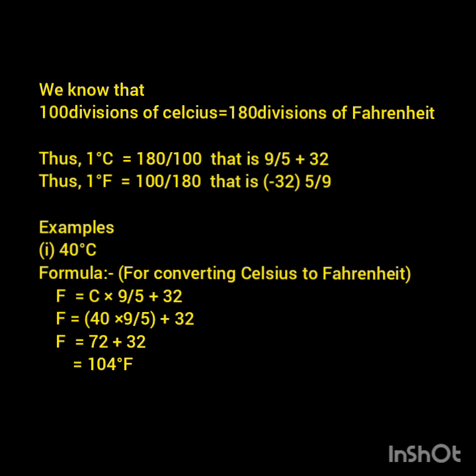For example, in this problem, we are going to convert 40 degrees Celsius to the Fahrenheit scale. For that, the formula is F is equal to C multiplied by 9 by 5 plus 32. Here, we substitute the value of C in the above formula. Then F is equal to 40 into 9 by 5 plus 32. Then we simplify the number 40 with the denominator 5. Then we get 8 into 9, that is 72. This is to be added with 32. So finally we get 104 degrees Fahrenheit.